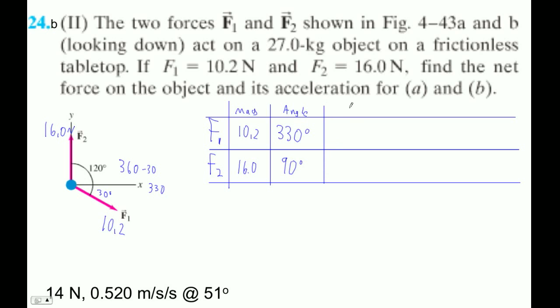Okay, so X direction, Y direction. Look, they both look like an X. There we go. F2 is easy. It is nothing in the X direction, and all of it, 16 newtons, in the Y direction. Okay, and now I'm all set. I'm going to take this thing and go this times cos of that and get this. It should be a positive number, by the way. So 10.2 cos 330.